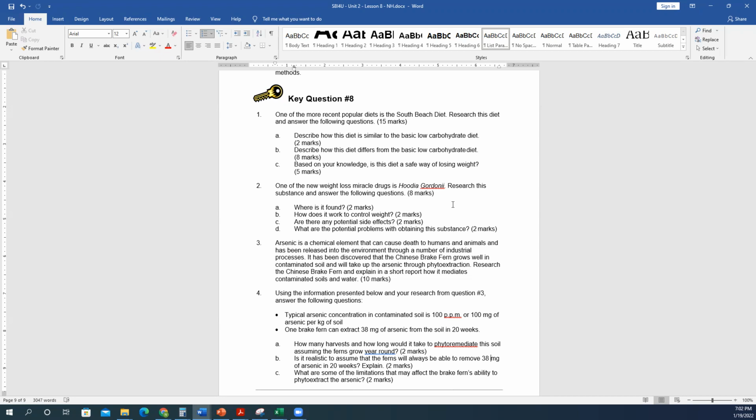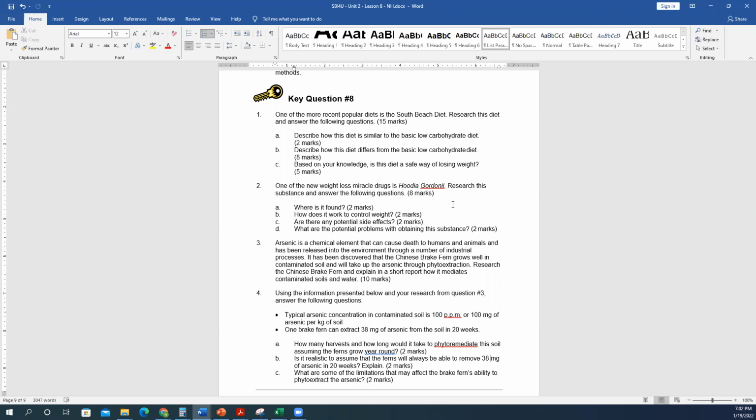Then question number 3 is about arsenic. Arsenic is an element that causes death in humans and animals, and it has been released into the environment because a number of industrial processes use arsenic, and oftentimes they contaminate the environment.